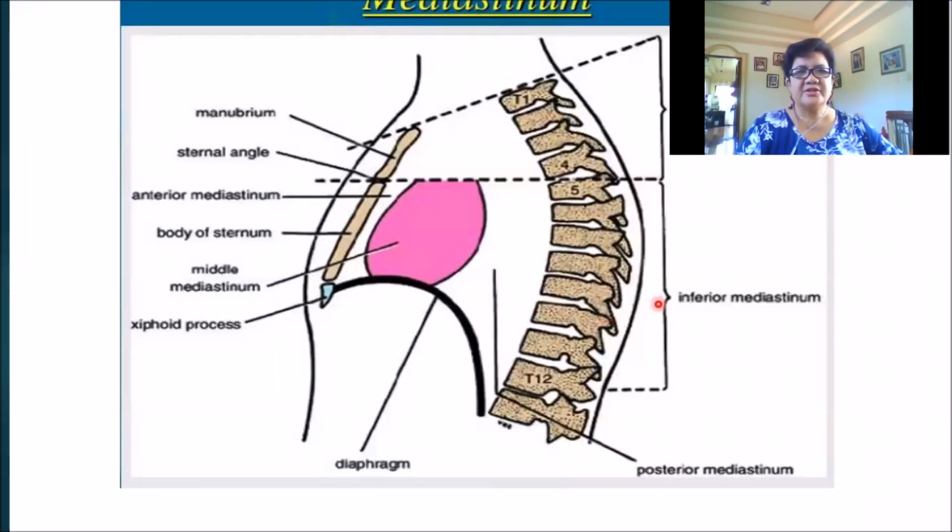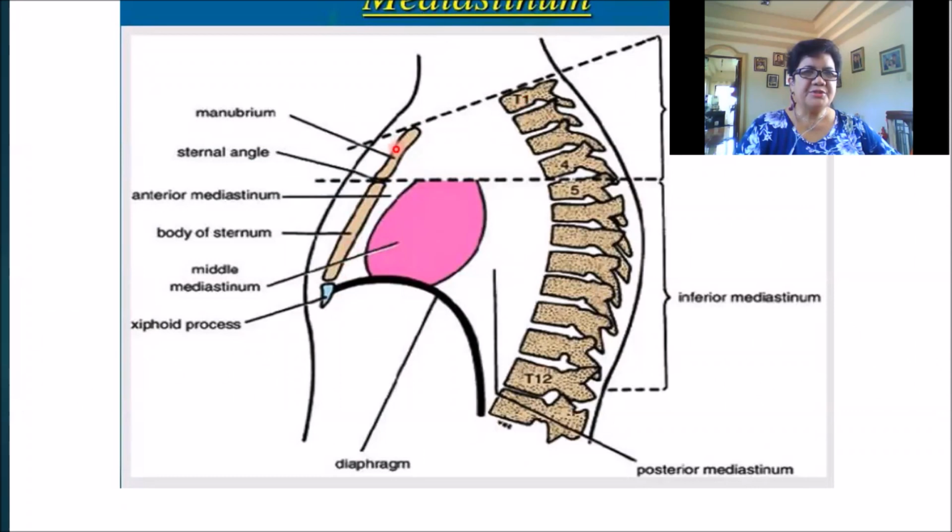So this is an illustration of the mediastinum. Your mediastinum will extend posteriorly from your first thoracic vertebra down to the 12th thoracic vertebra. Then anteriorly, the mediastinum will have a shorter border, because on the anterior border it will be bounded by this, your sternum.